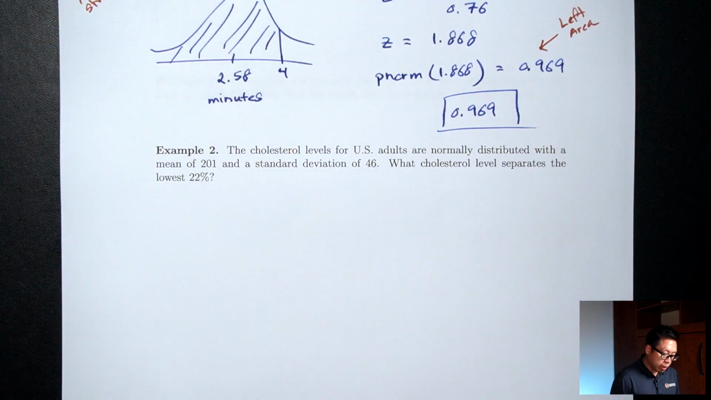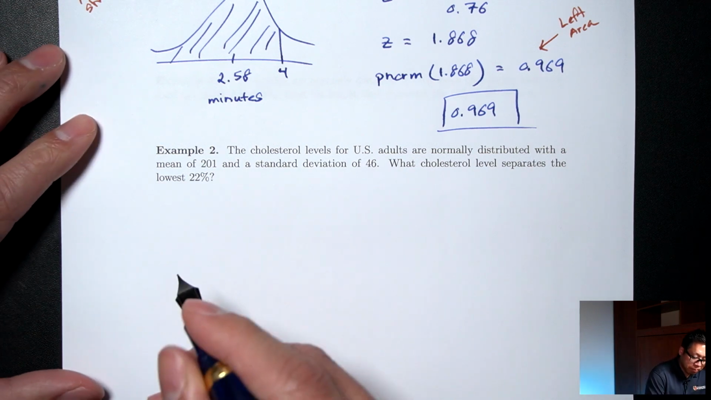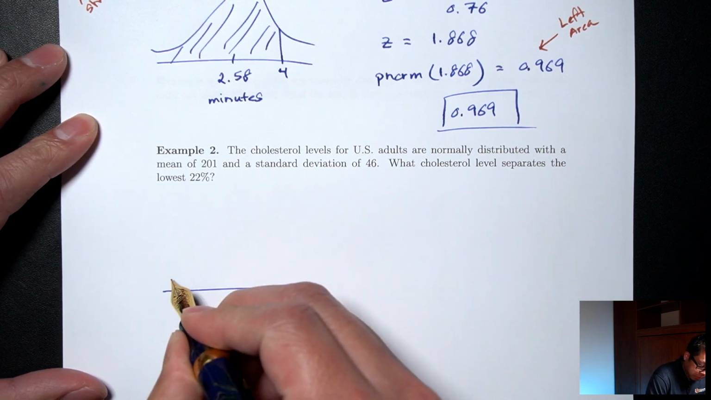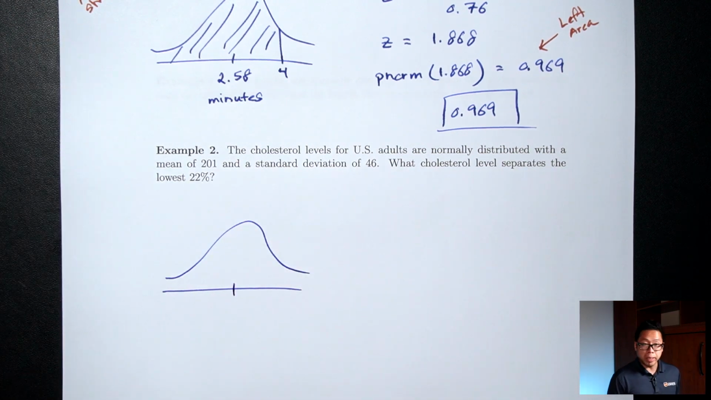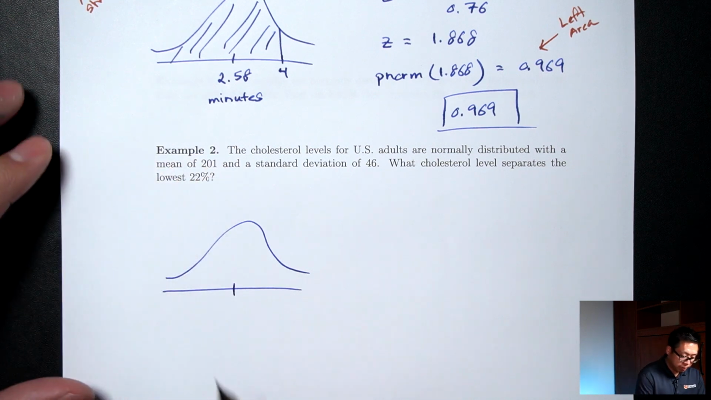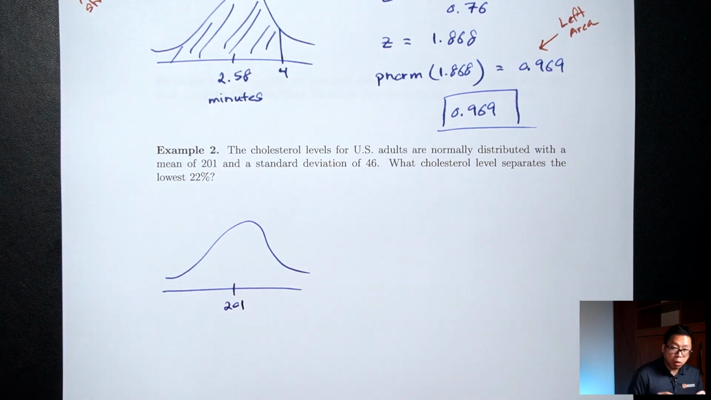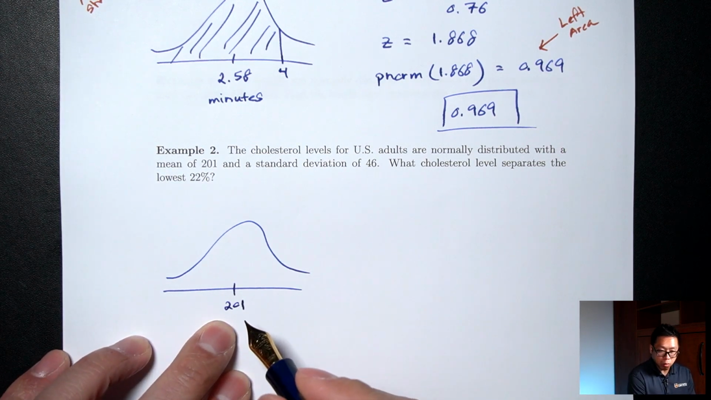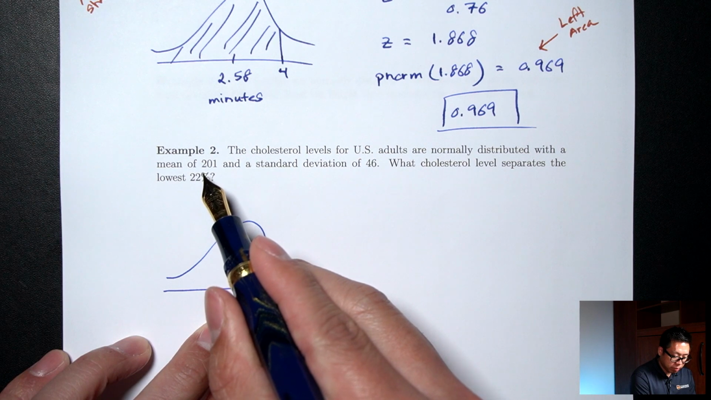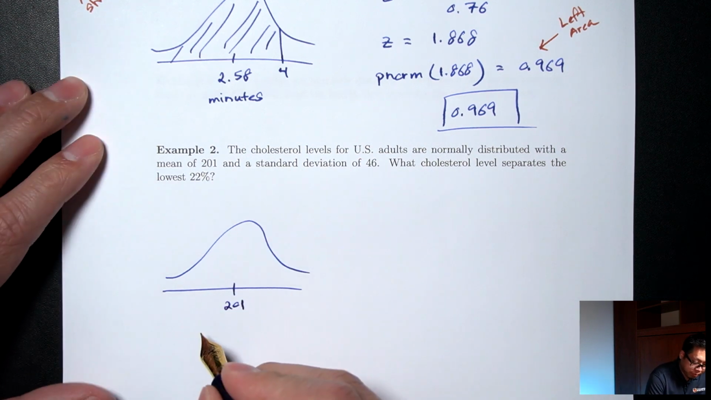Example 2. The cholesterol levels for US adults are normally distributed with a mean of 201 and a standard deviation of 46. What cholesterol level separates the lowest 22%? First thing I always do is draw the normal distribution picture and put the mean in the middle. The mean here is 201. I also want to label what this x-axis represents. So this 201, what is this 201? This 201 is a cholesterol level.